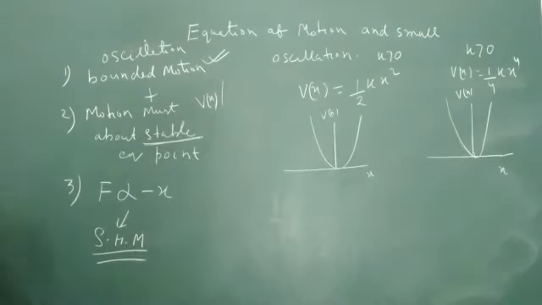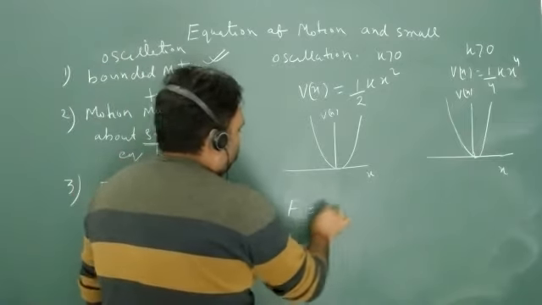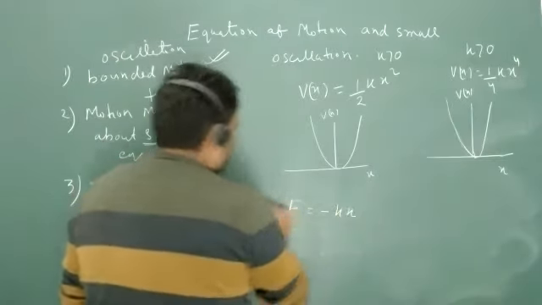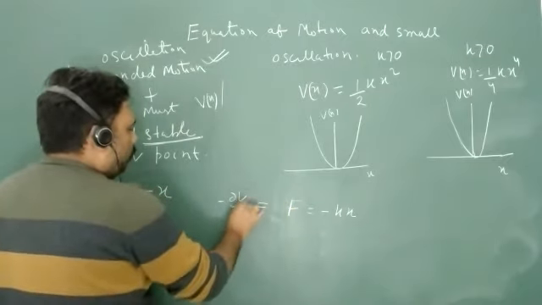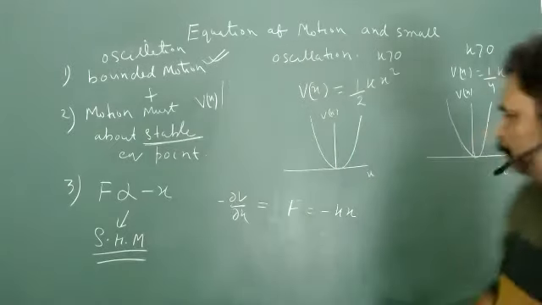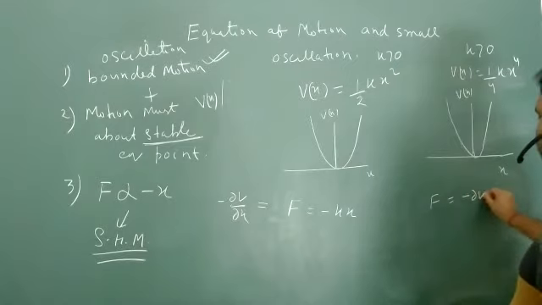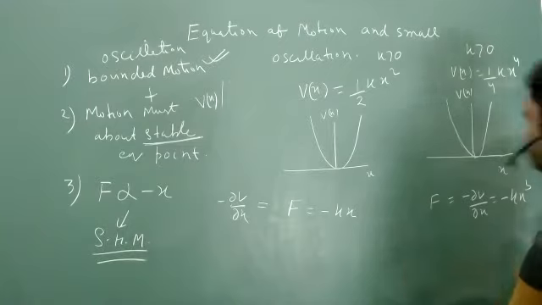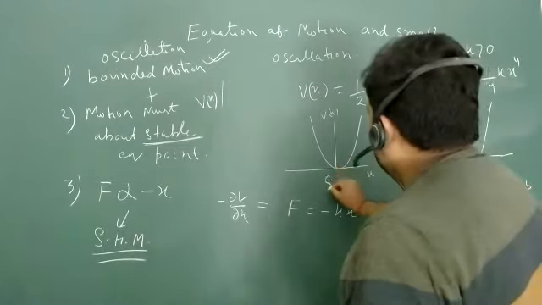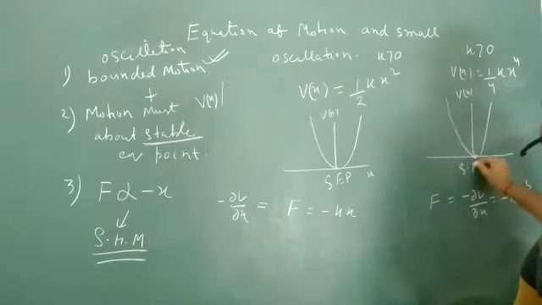Then what will happen? What is the force here? The force is minus kx, that is minus del V upon del x, isn't it? And at the same time, what is the force here? The force is minus kx cube, since minus del V upon del x is equal to minus kx cube. This is also a stable equilibrium point.